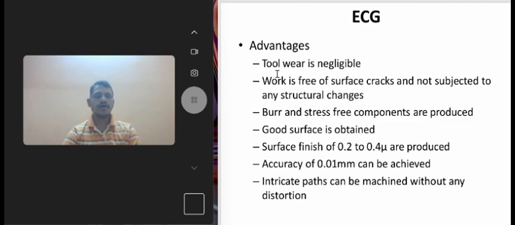Accuracy of the order of 0.01 mm can be achieved by proper selection of wheel grit size and abrasive particles. Burr-free and stress-free components are produced. The wheel bond wears very slowly, so the grinding wheel need not be dressed frequently.